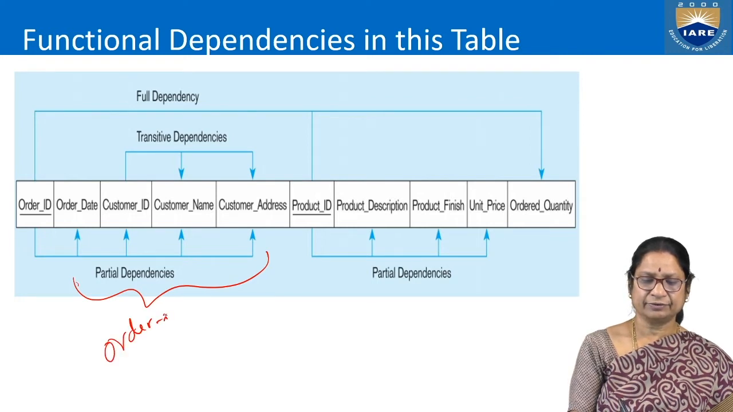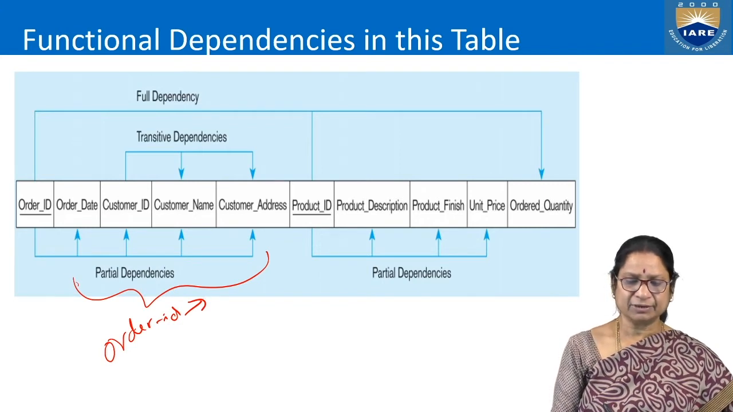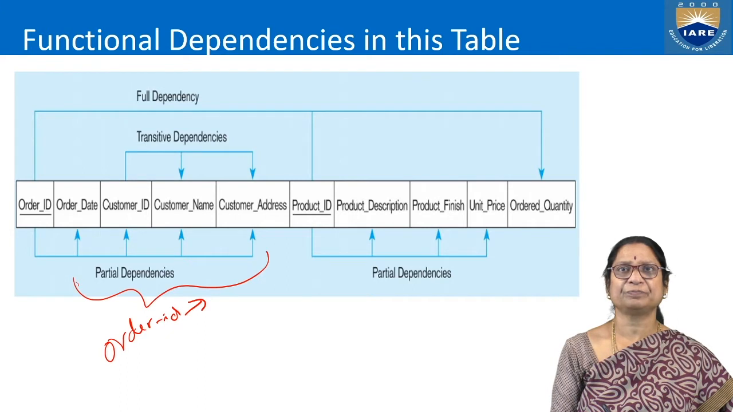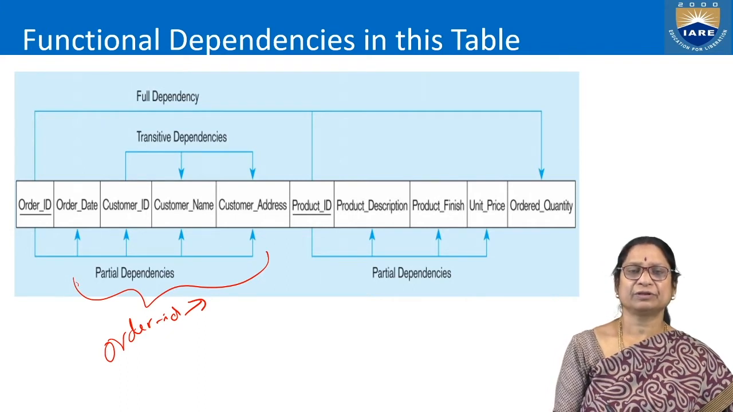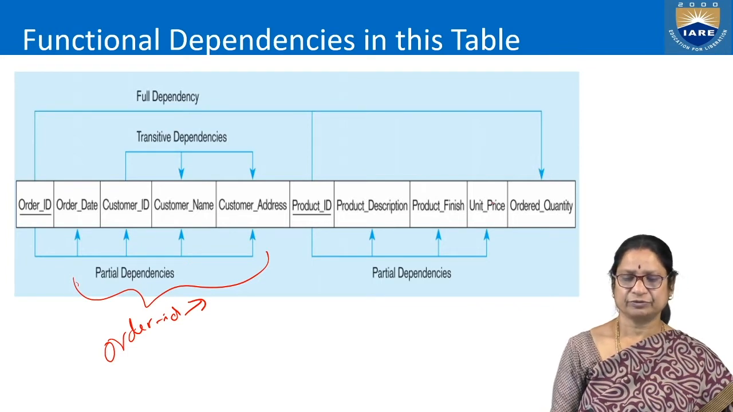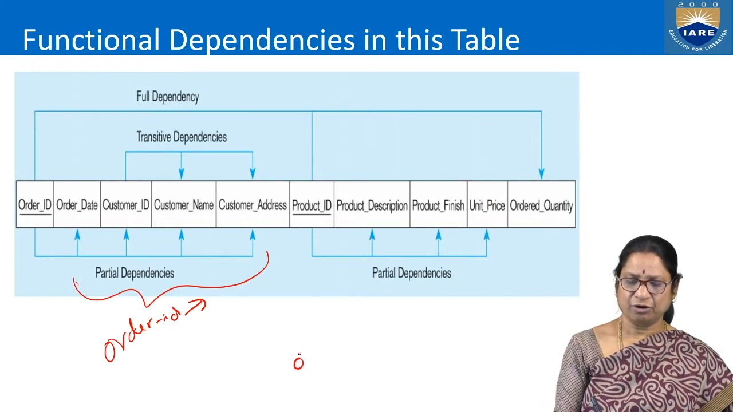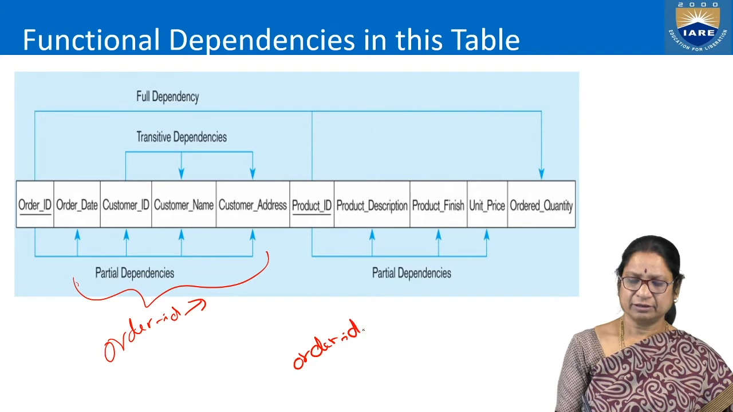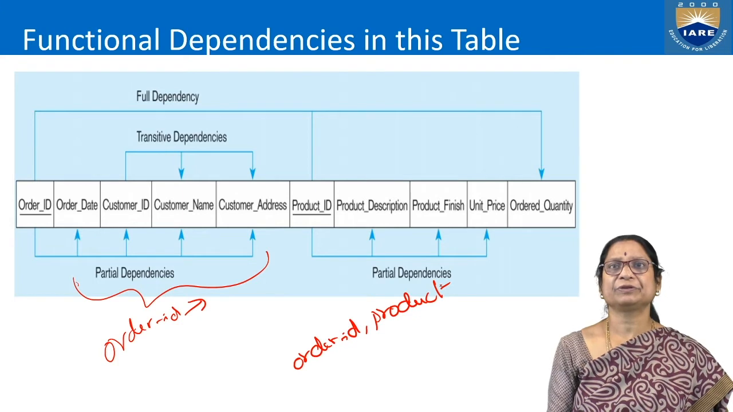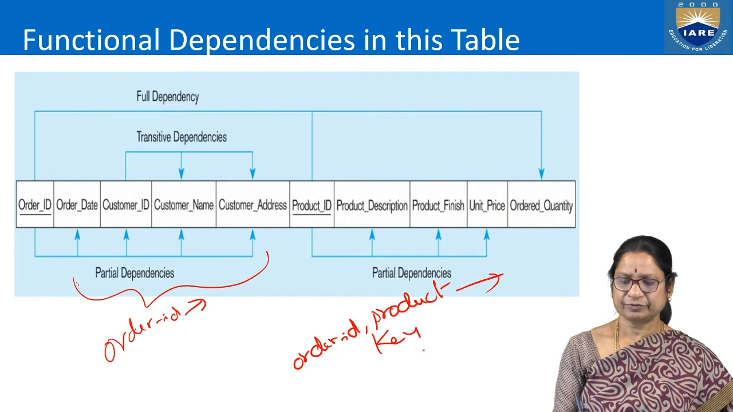Order ID determines order date, customer ID, customer name, customer address. This is one FD. Another FD. Order ID determines order quantity, and product ID also. That is the combination of order ID, product ID. This is a combination. This is the key. Please observe the underline. This is a composite key. So this key determines order quantity.